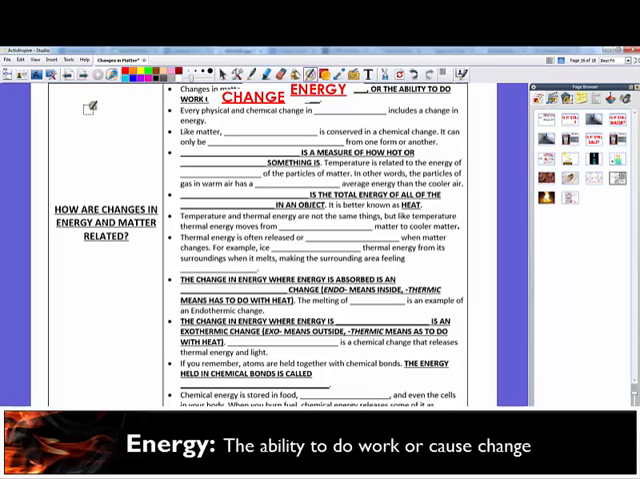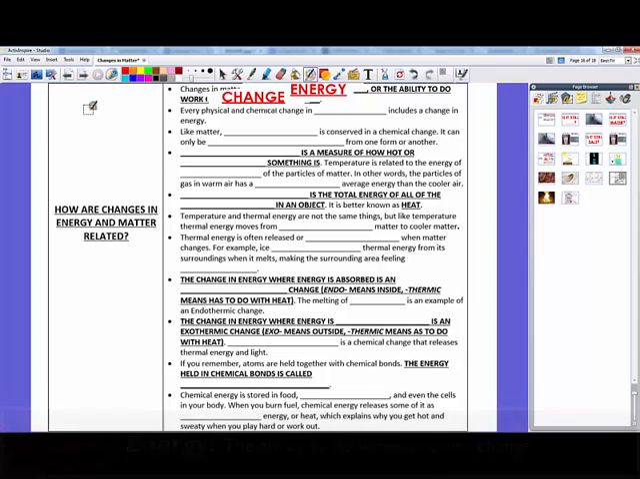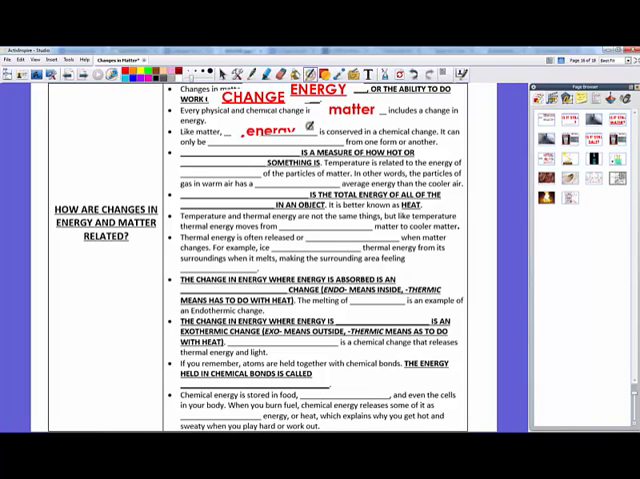And this change we're talking about is a chemical reaction. But every physical and chemical change in matter includes a change of energy somehow or some way. Now, like matter, like we just talked about, there's a law of conservation of matter. Well, there's a law of conservation of energy. So that means that energy is conserved in a chemical change. It can only be transformed. It can change from one type to another. It can go from chemical to physical energy, or in this example, we're about to talk about thermal energy or heat. Okay? So keep that in mind.